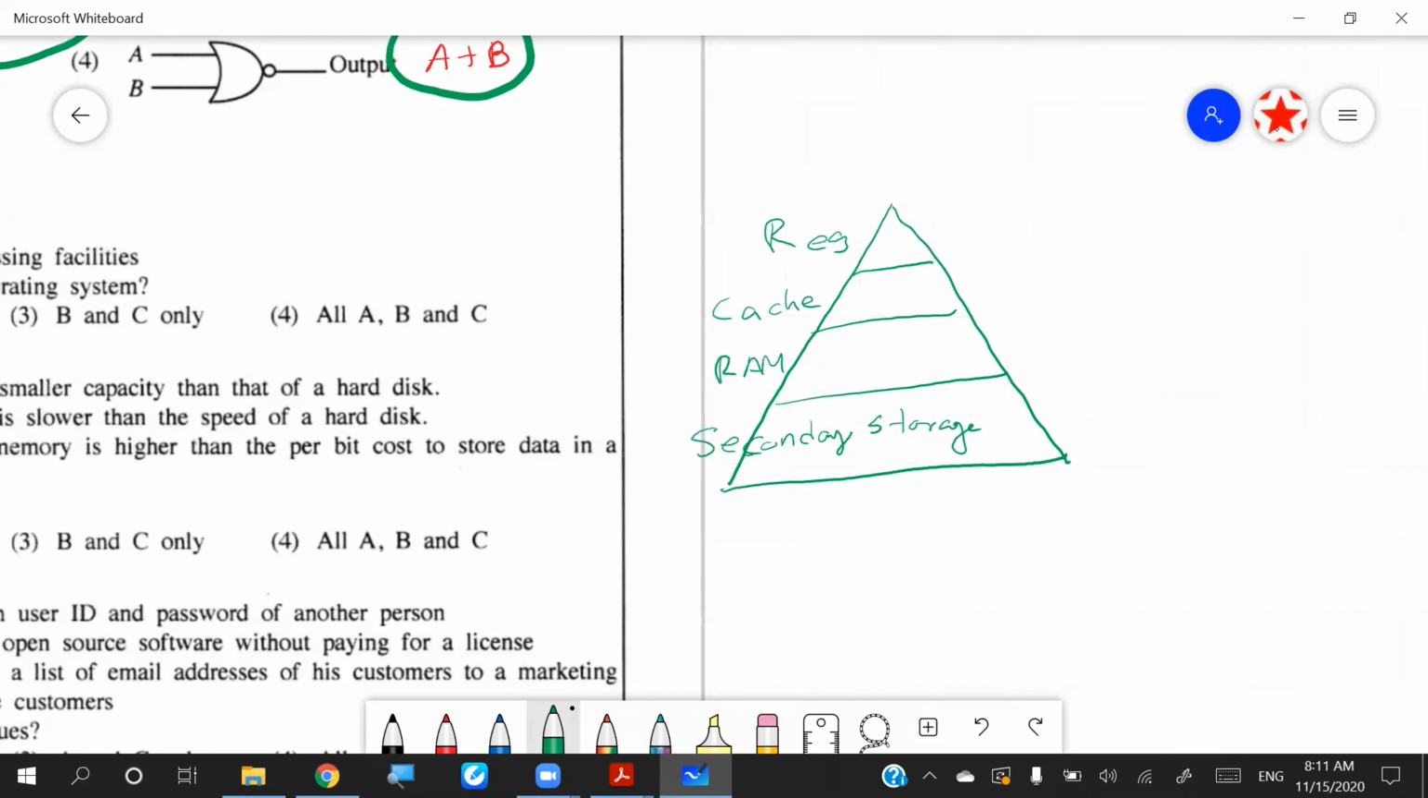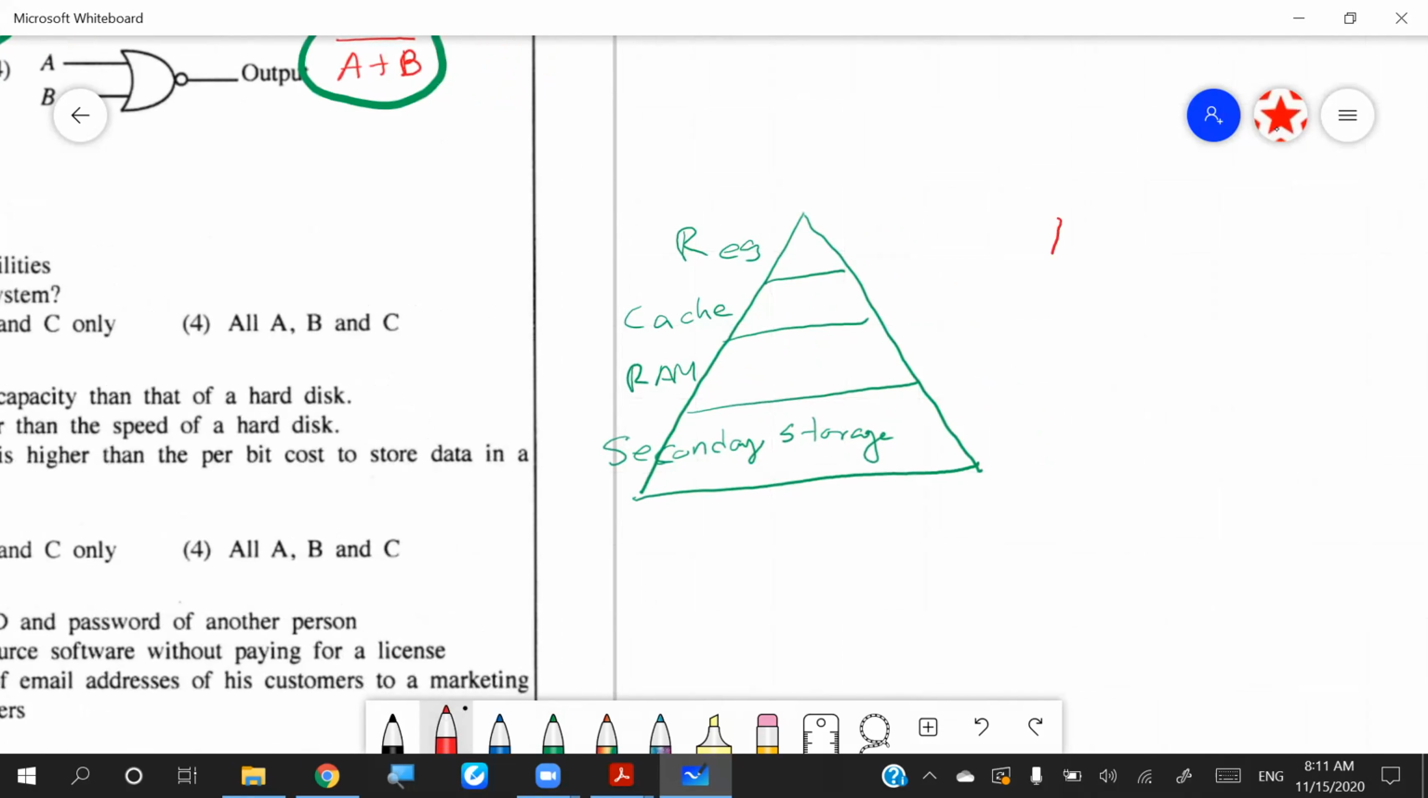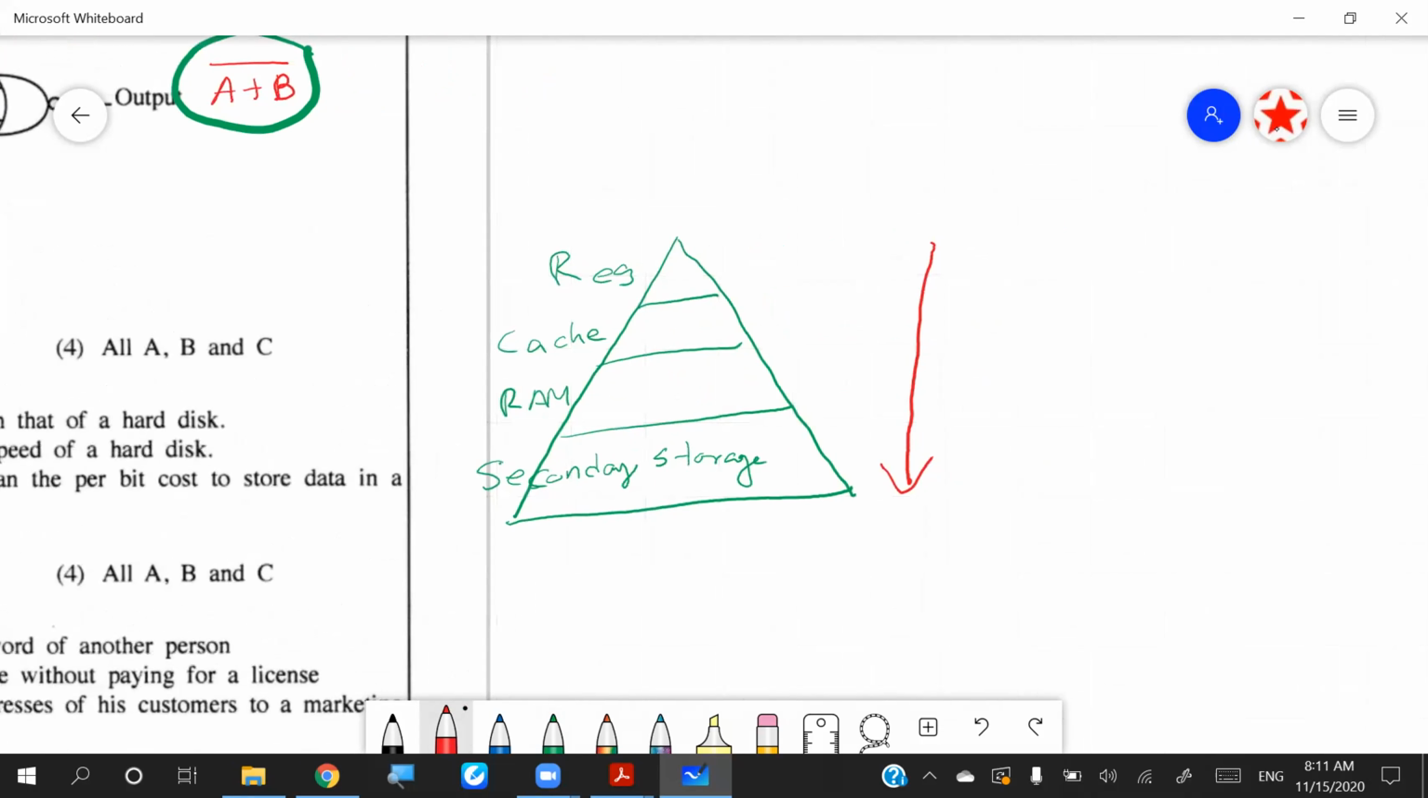Right? And we can discuss the qualities when things are going downwards. So regarding the qualities, the access speed is decreasing. That means the highest access speed is in the registers. Secondary storage has the slower one. So registers are going to be the fastest, and the secondary storage is going to be the slowest.